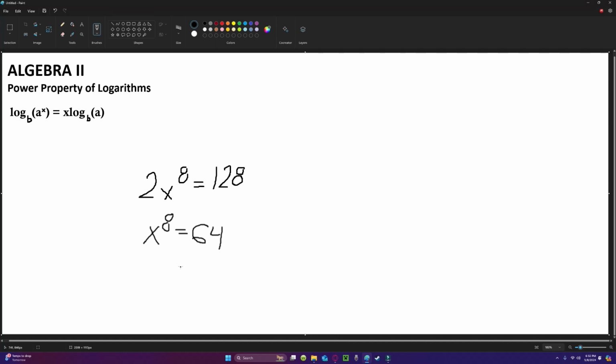Now, in order to solve this problem, let's just say, for example, that we had x squared equals 25, just to get an example. So the opposite of a square is a square root. So you do the square root of x squared equals the square root of 25. And then you get x equals 5, because the square root of 25 is 5.